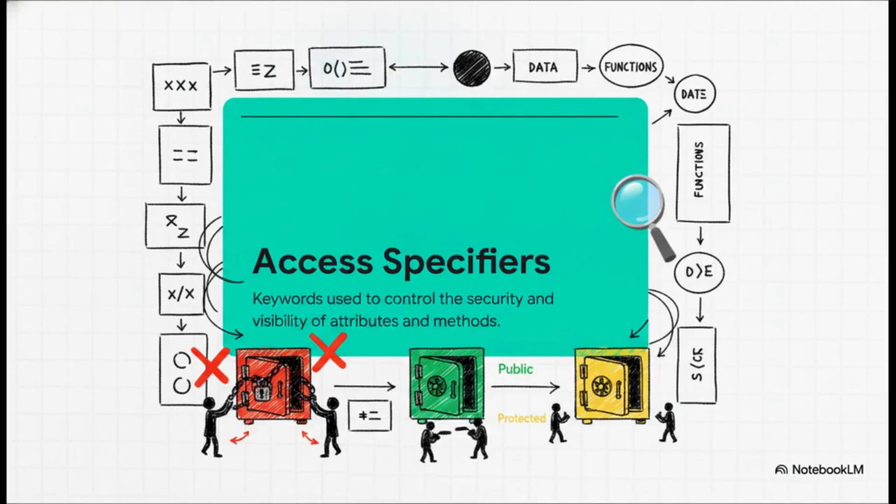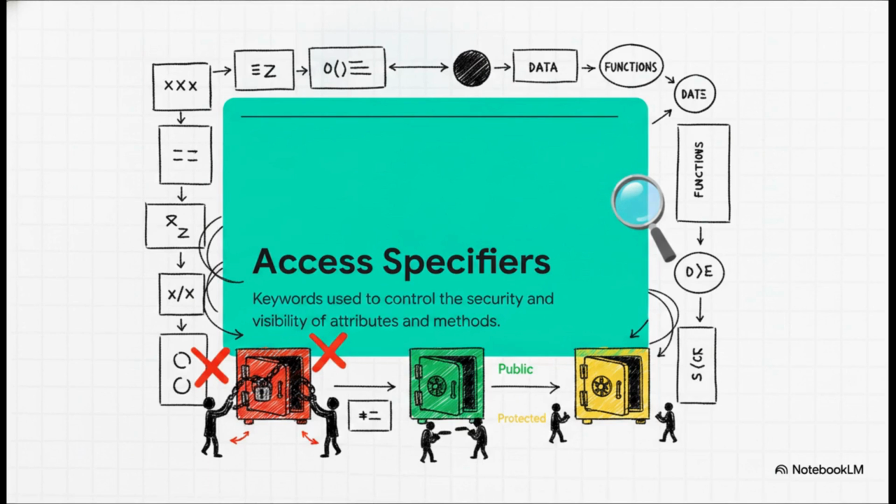So to really understand how to break the rules, we first need to know what those rules actually are, right? As you probably remember, a class is basically a blueprint. It holds your attributes, your data, and your methods, your functions. And to keep that data safe, we use access specifiers. You know the ones: private, public, and protected.